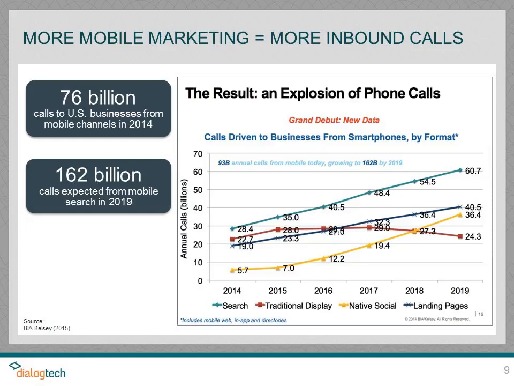And that number is going to increase to 162 billion by 2019. That's an increase of around 114%. So the number of calls is more than doubling in the next 5 years. It's a staggering amount. And that's from search, display, and social media. So when you're talking about your ad spend for those mobile channels, you really have to be aware that the end result, the conversion from that ad spend, is often a phone call.